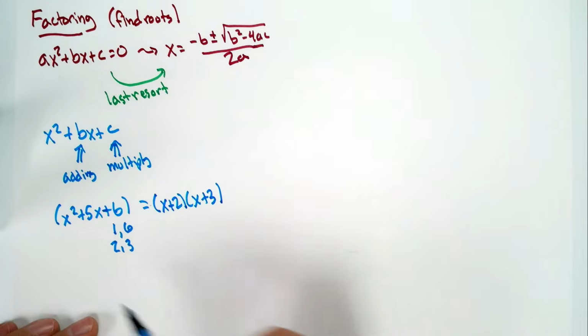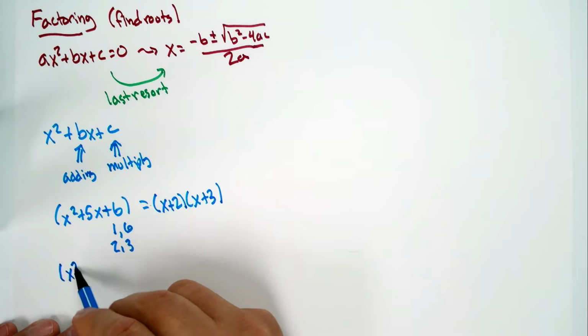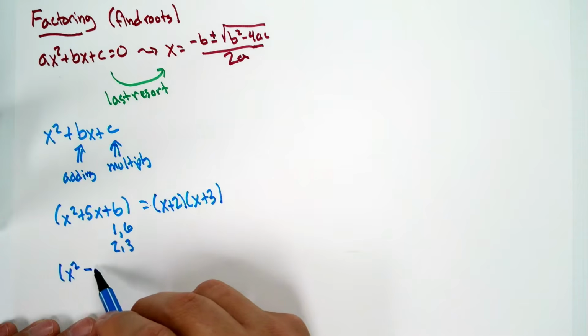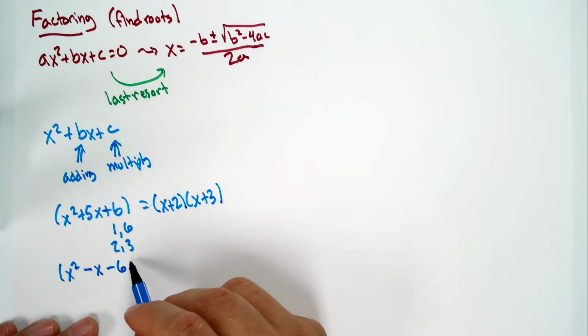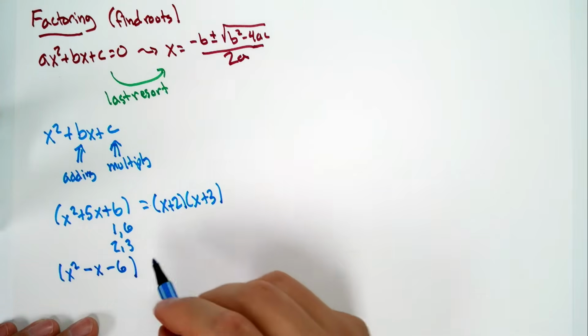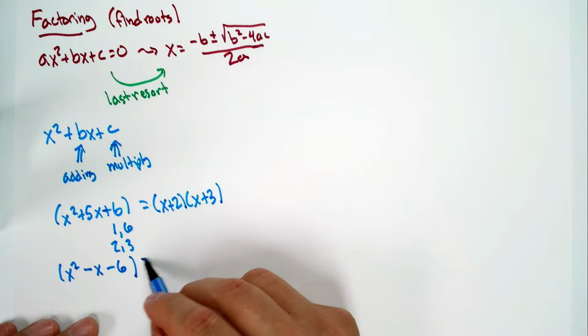Now, on the other hand, I could have something like this. x squared minus x minus 6. All right, now what do we do? Well, let's think about it. What do we need?